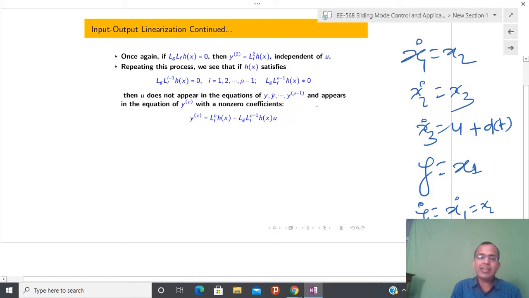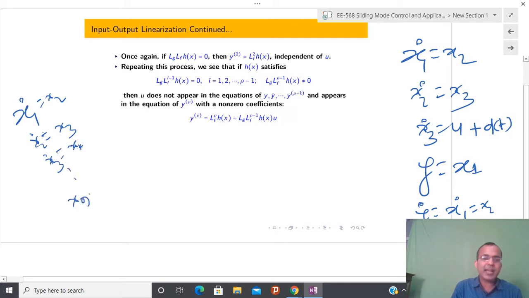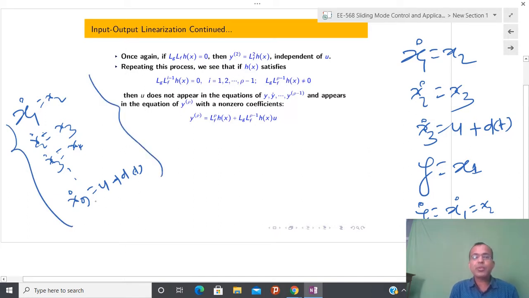Similarly, if I have a structure like this, x1 dot equal to x2, x2 dot equal to x3, and x3 dot equal to x4, and similarly up to xn dot equal to u plus d, then you can see that you have to proceed at least n times to get the explicit value of control. And this is for a very simple system, but most of the time it is not like this. I have more complicated systems, and due to that I am going to write this with some complicated symbol.